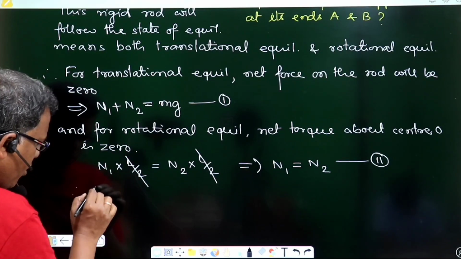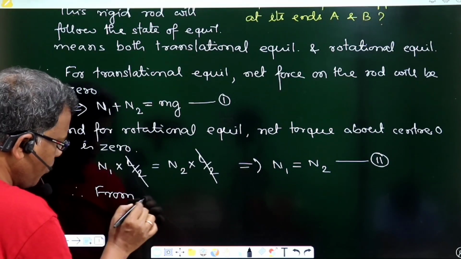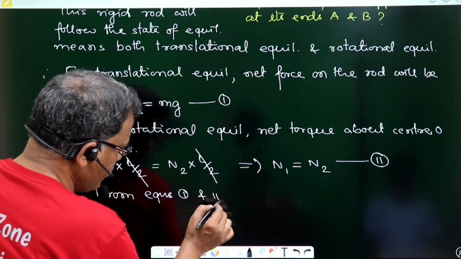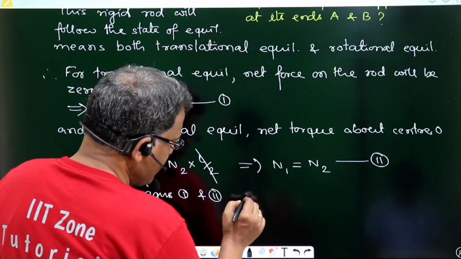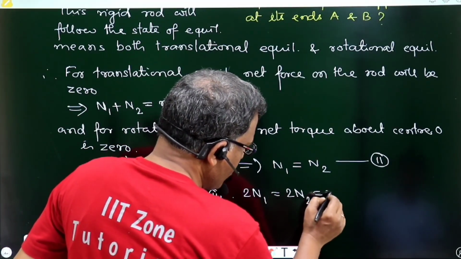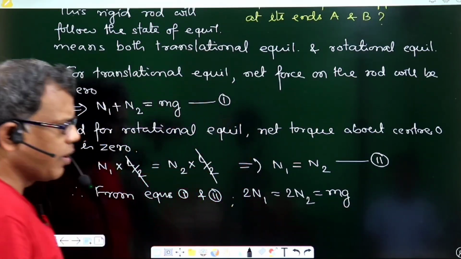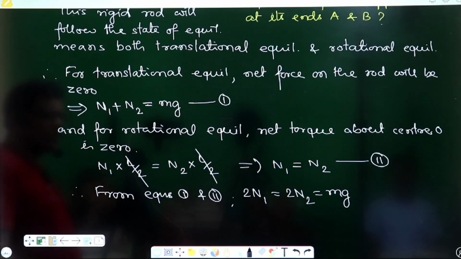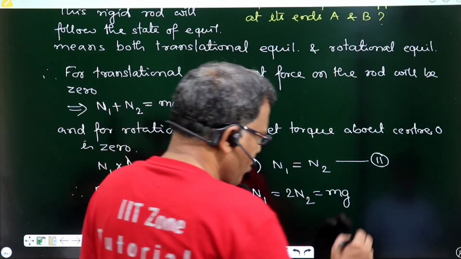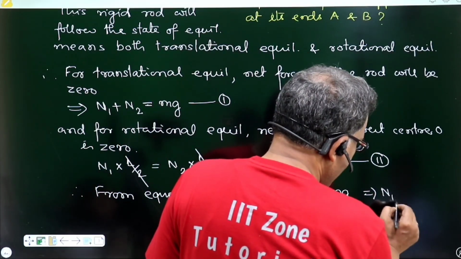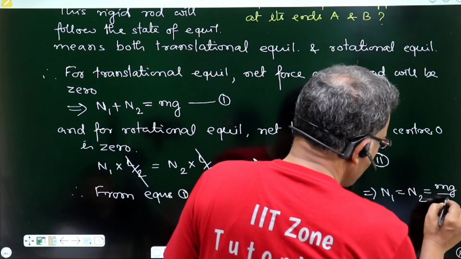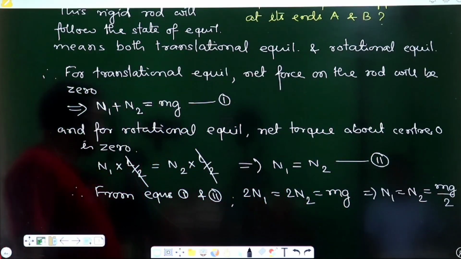So solving equations 1 and 2, we can write 2N1 or 2N2 equal to mg from equation 1. If you put the value of N1 equal to N2 in equation 1, it will be 2N1 equal to mg, or otherwise 2N2 equal to mg. So both N1 and N2 are equal in value and they are both equal to mg by 2. Is that clear or not?